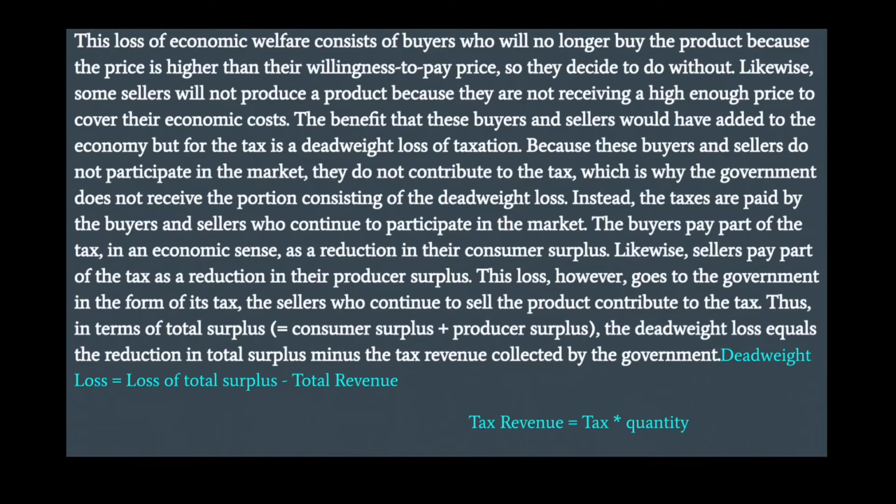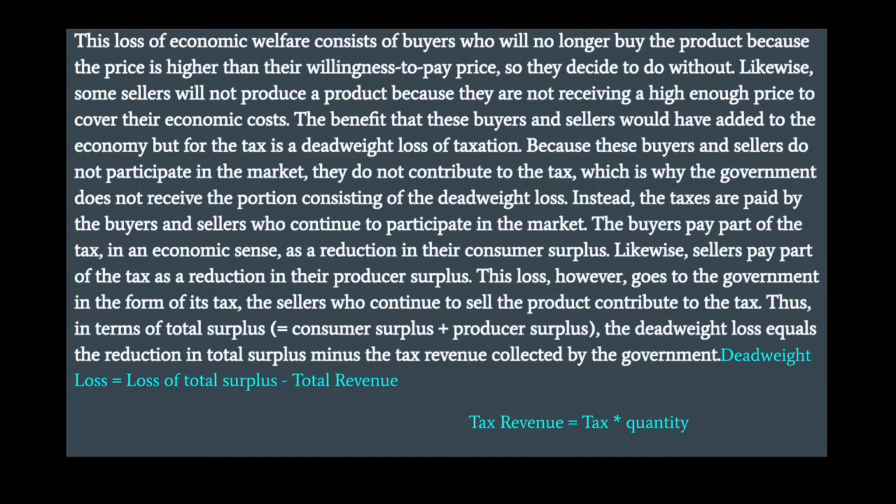This loss of economic welfare consists of buyers who will no longer buy the product because the price is higher than their willingness to pay, so they decide to do without. Likewise, some sellers will not produce a product because they are not receiving a high enough price to cover their economic costs. The benefit that these buyers and sellers would have added to the economy but for the tax is a deadweight loss of taxation.